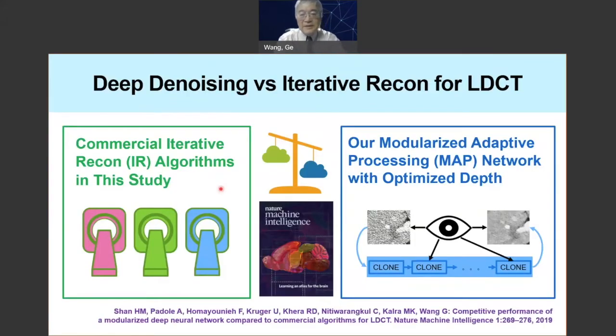Furthermore, in collaboration with Massachusetts General Hospital, we designed a modularized adaptive processing deep network with radiologists included in the loop to optimize the denoising strength in double-blind reader studies. This deep learning approach performed either superior or comparable to commercial iterative low-dose CT algorithms on three major vendors' CT scanners, including Siemens, GE, and Philips scanners. Our work was reported in Nature Machine Intelligence.